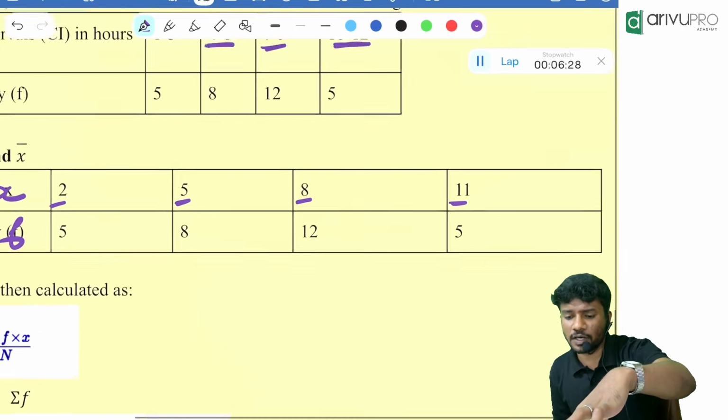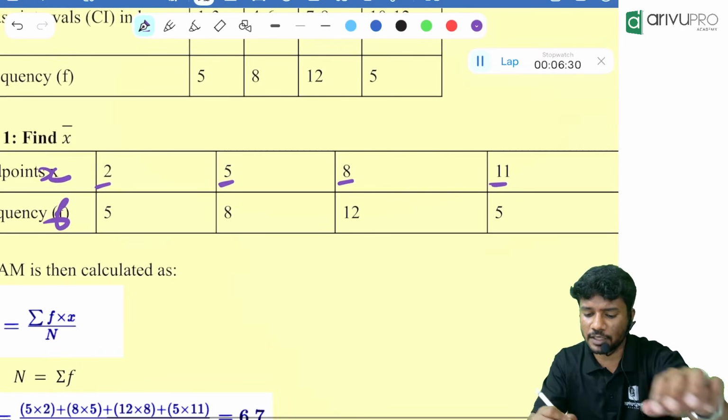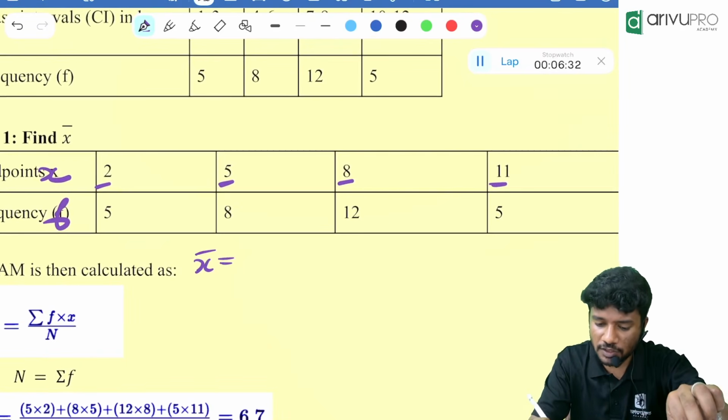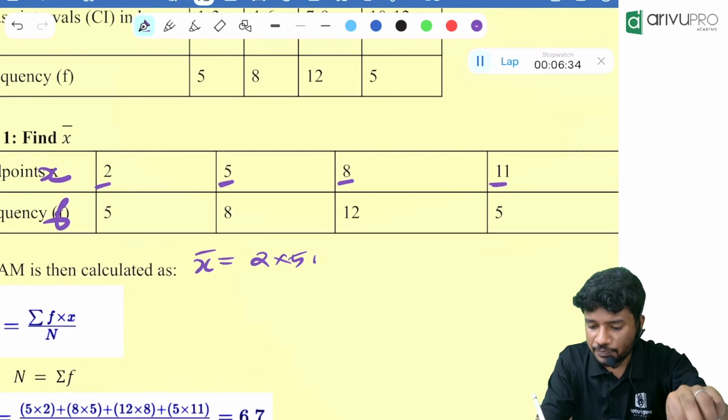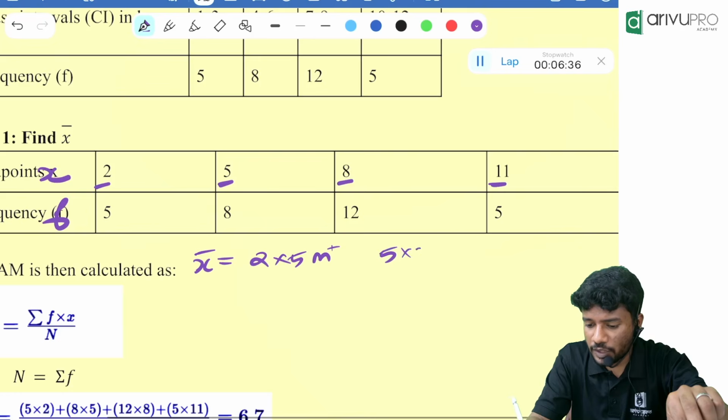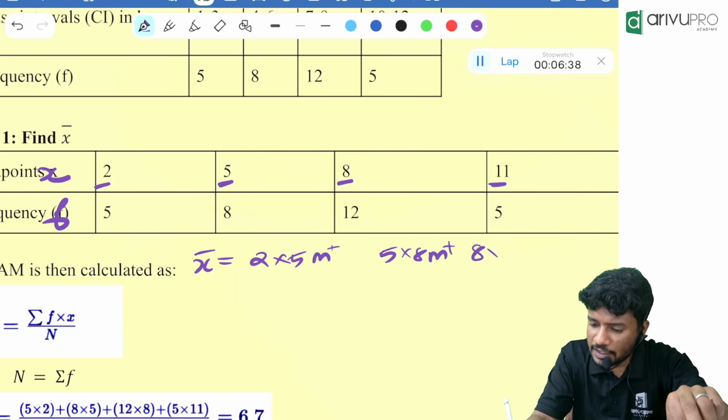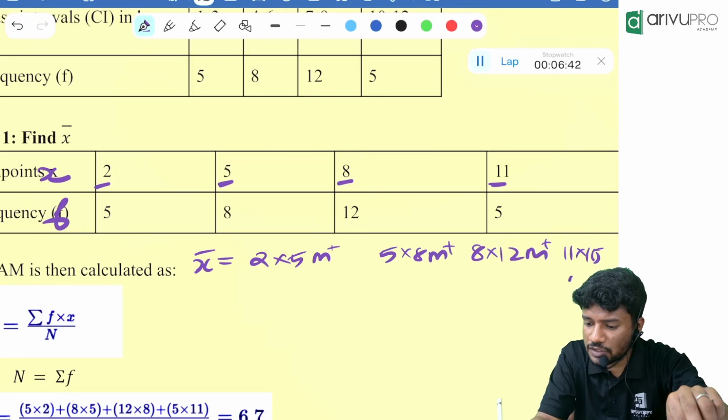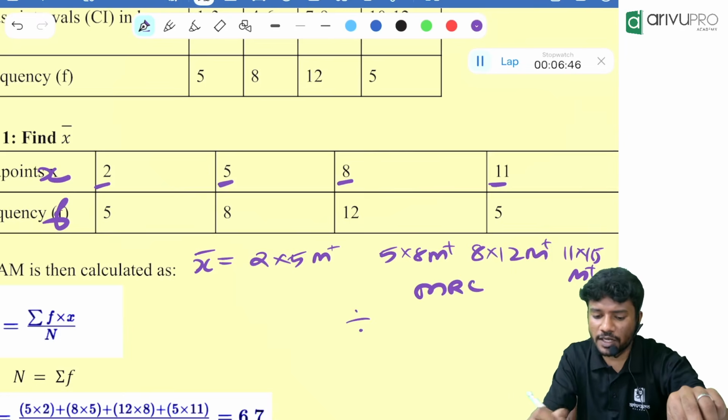Get me the x bar value. Everyone use calculator, get me the x bar value. X bar is nothing but 2 into 5, M plus, 5 into 8, M plus, 8 into 12, M plus, 11 into 15, M plus. Then what? MRC divided by, how many are there in total?